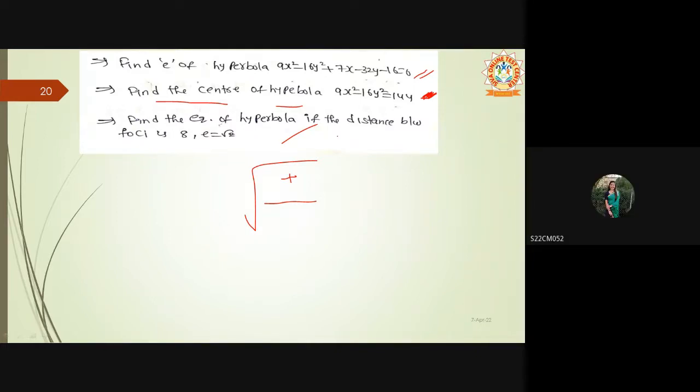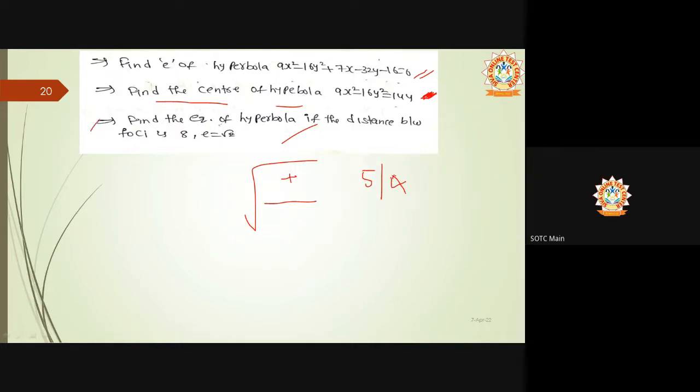For the first one, root 7 by 4. So how much? 7 by 4. Why is it okay? 16 plus 9 is 25, right? 25. Okay, sir. 5 by 4. Very good. 5 by 4.